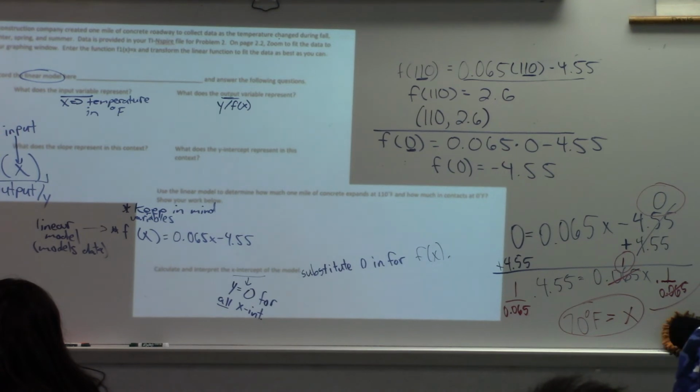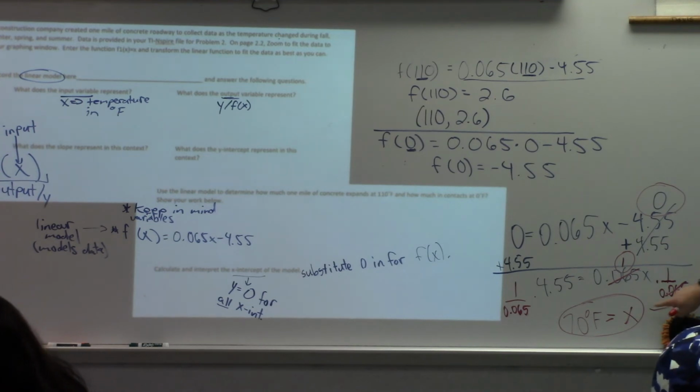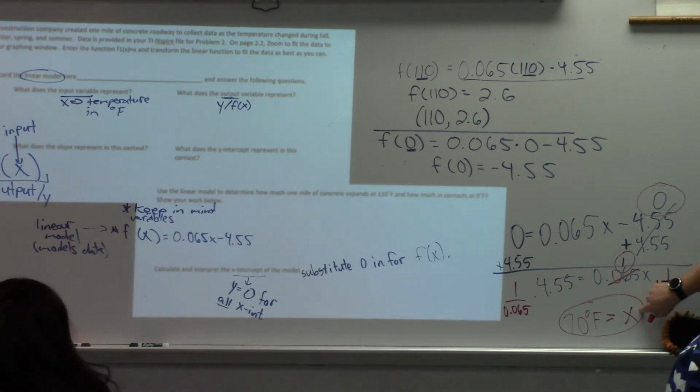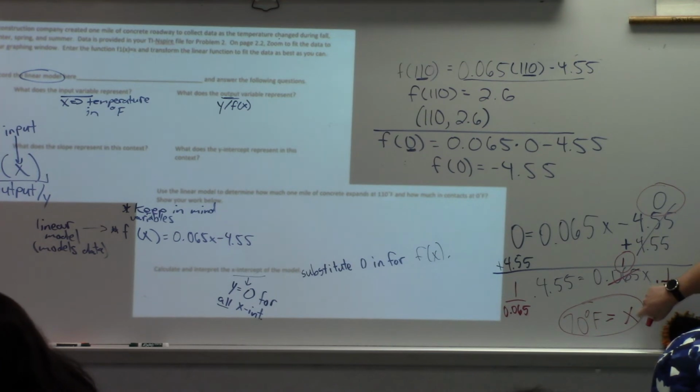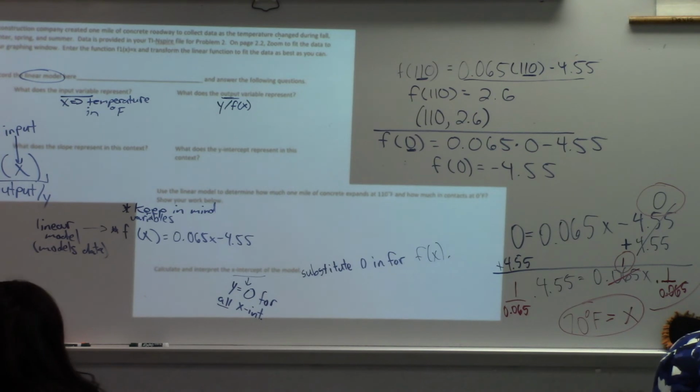The intercept is the temperature at 70 degrees Fahrenheit. If you write your x-intercept like this, you will not earn full credit. At 70 degrees Fahrenheit, the concrete didn't expand or contract. That's a great interpretation, but I'm asking, how should I write this x-intercept? The x is 70 degrees Fahrenheit.